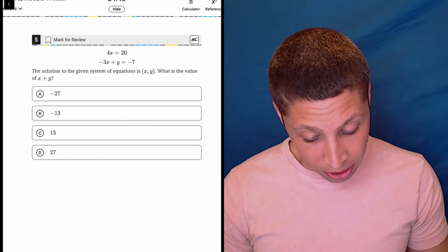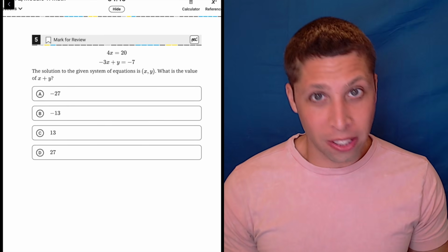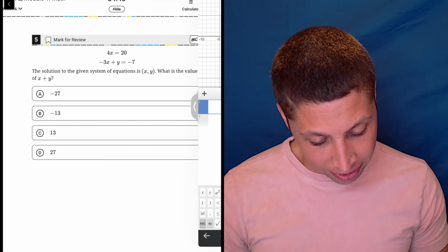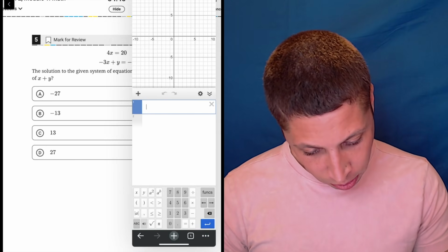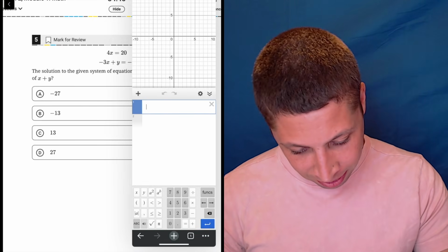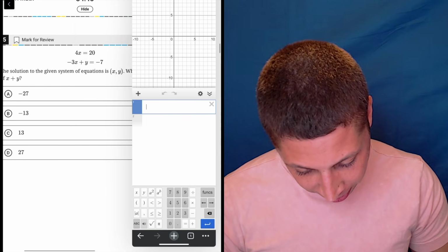I think I'd use Desmos here. This is new for me. Normally I would solve this stuff algebraically, but it seems like Desmos lets us do it. Oh, do I need Wi-Fi here? Let's see what happens. Okay.